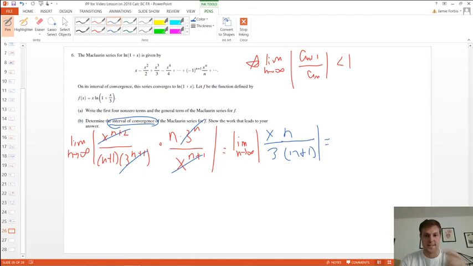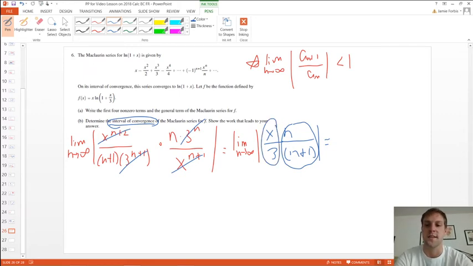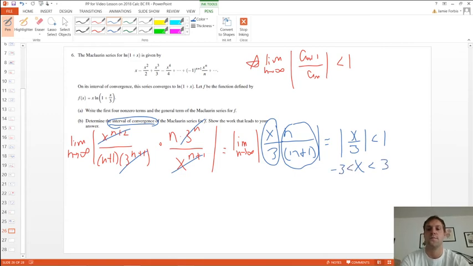If we take this limit, remember that we're taking the limit as n goes to infinity, so since we have the same power on top and bottom, it's just going to be the leading coefficients. So this limit is equal to the absolute value of x divided by 3. I'm trying to solve for the interval where this is less than 1, which is simply x being less than 3 and greater than negative 3. So right now, that's my answer, my interval of convergence.